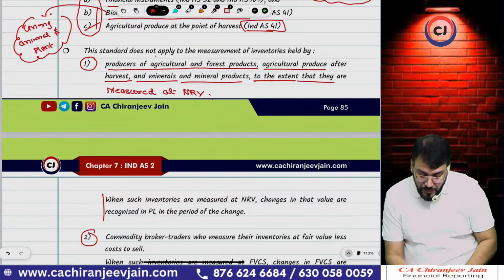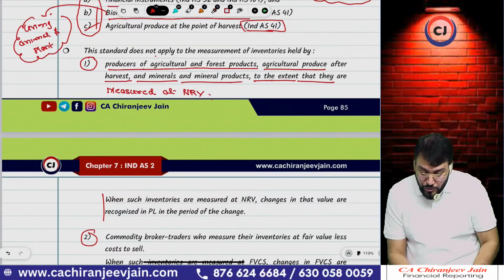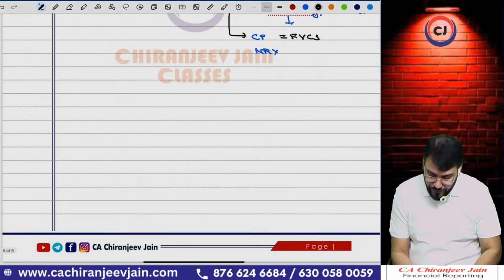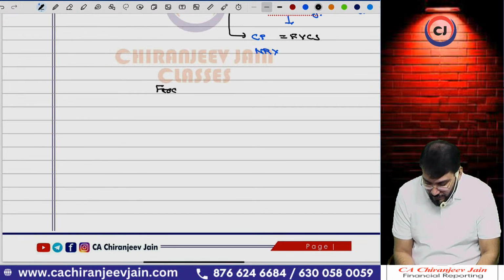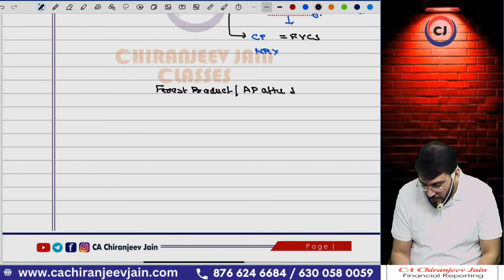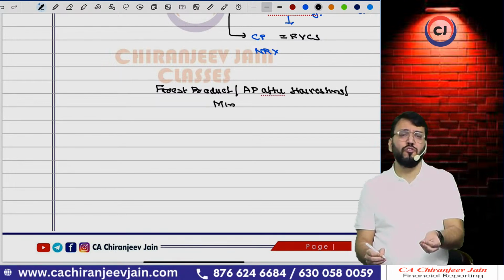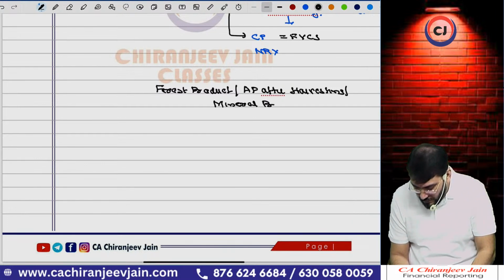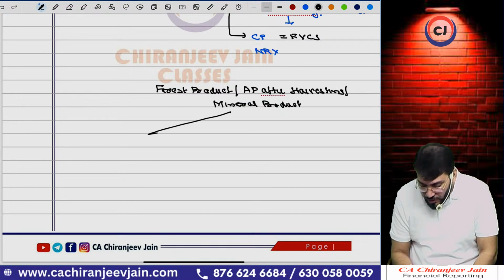Means what they want to say? Any producer of agriculture and forest product, or agriculture produce after harvesting, or mineral product. Mineral product means coal from coal mines. That becomes mineral product. For this, an option has been given.